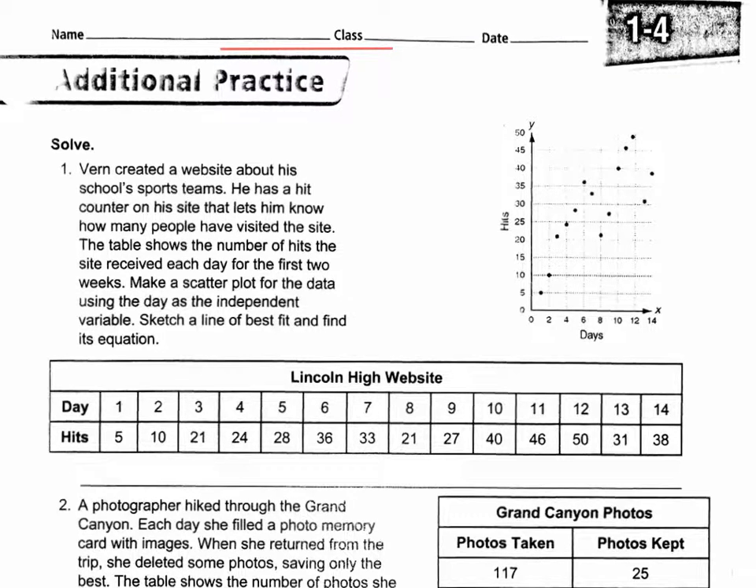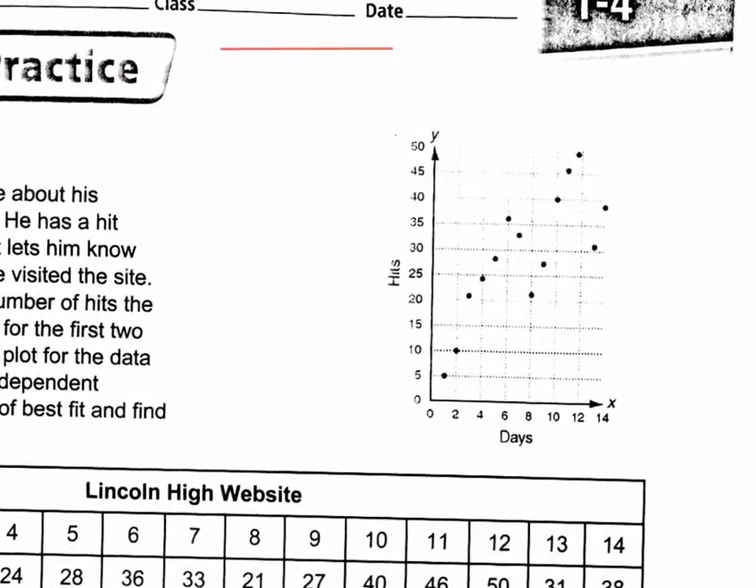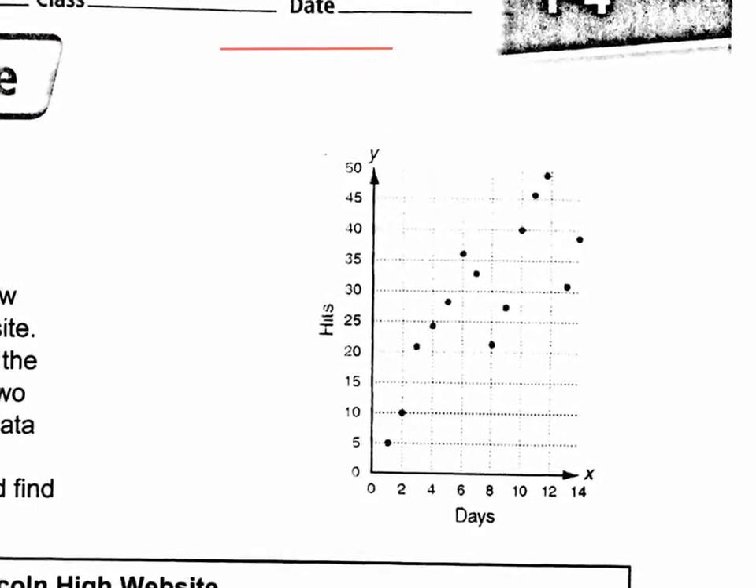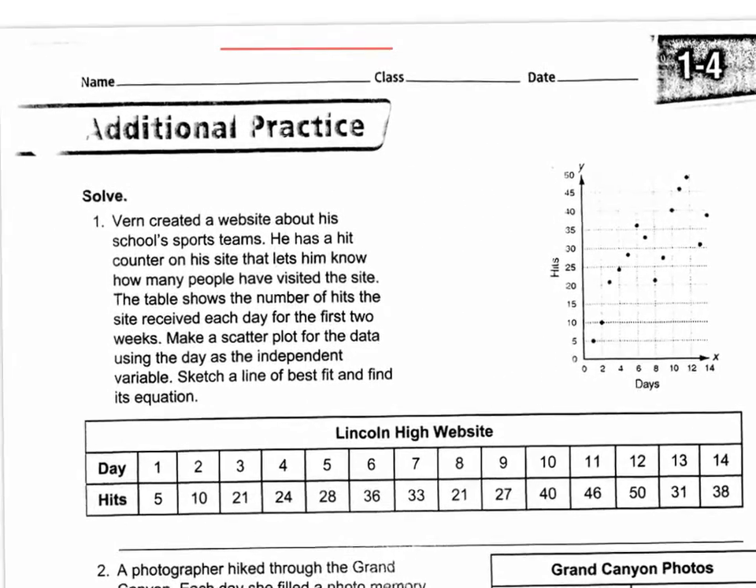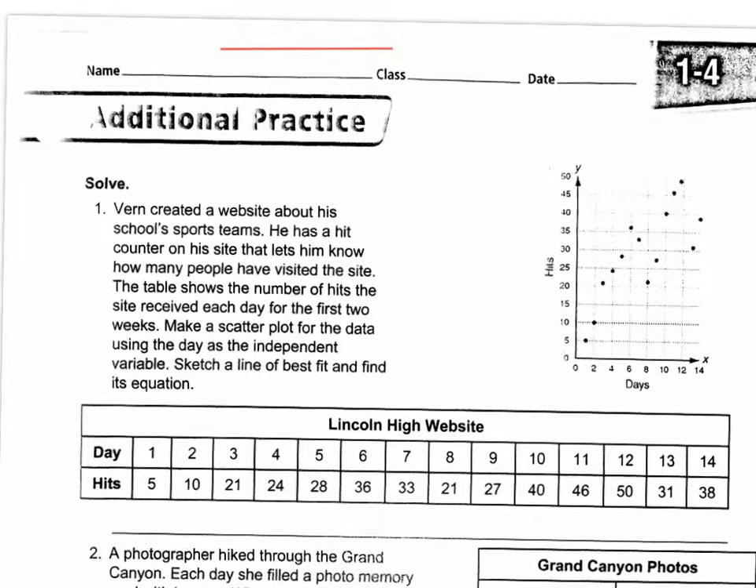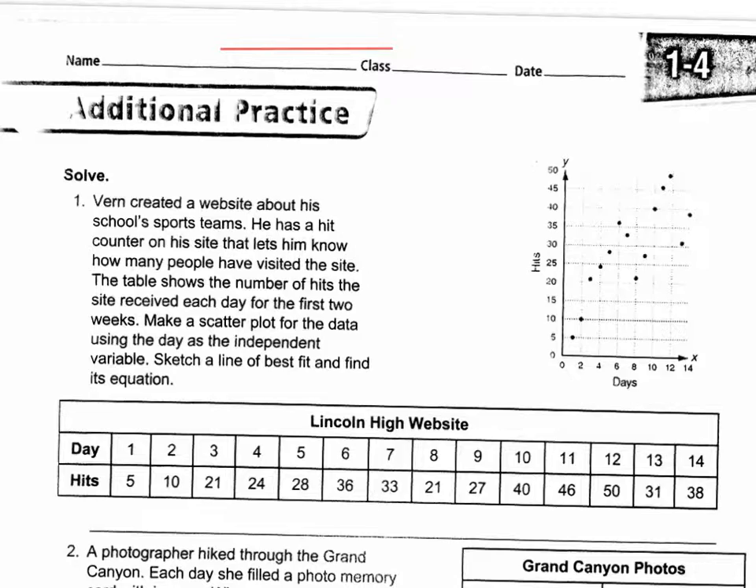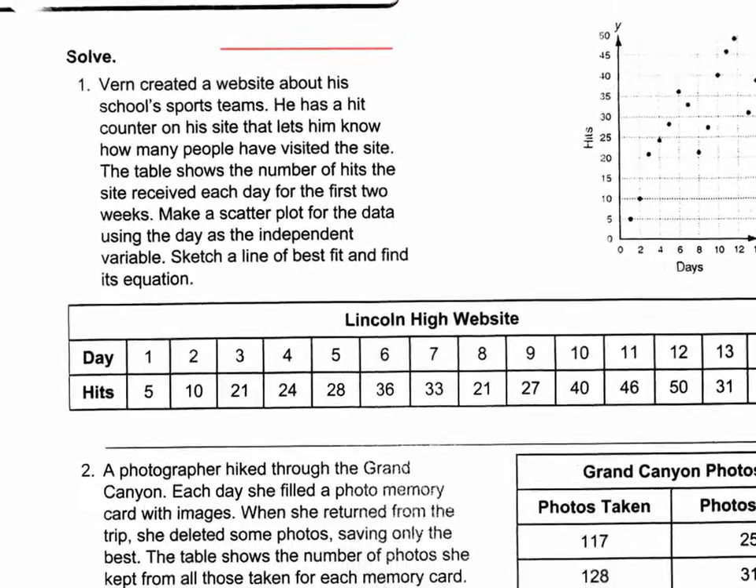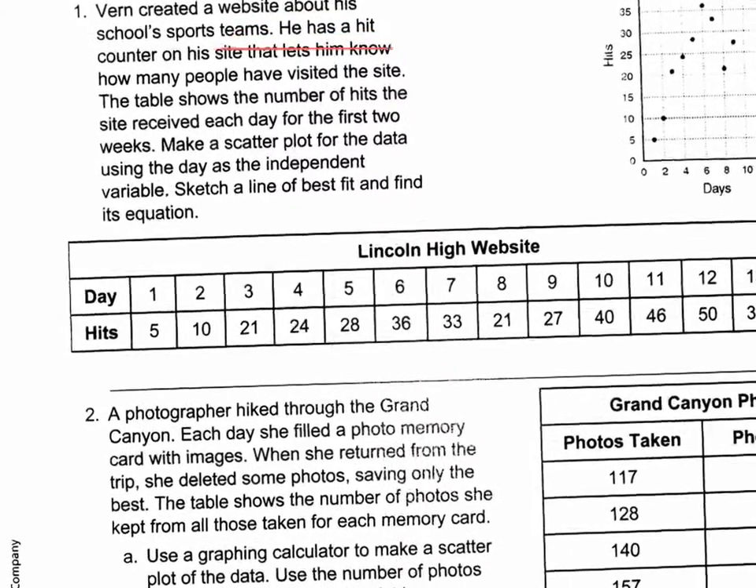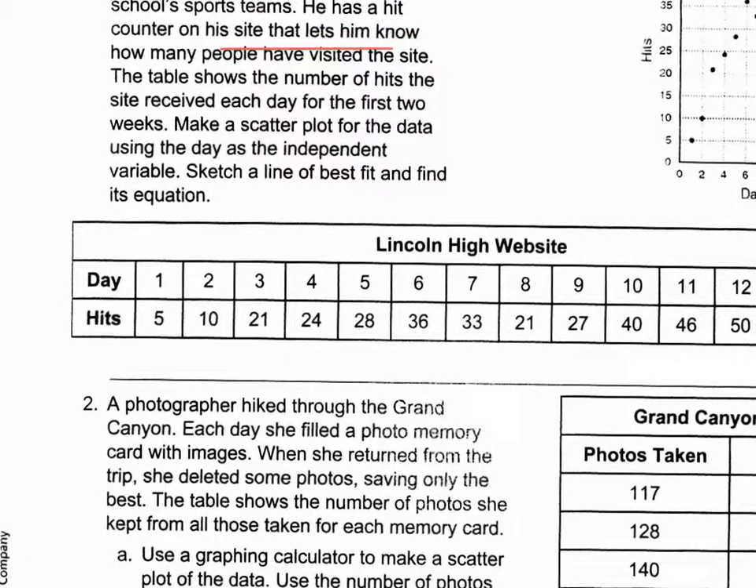Okay guys, so this is to help you out understanding the line that best fits. What we see here is a scatter plot. It's about this guy who creates a website, and he wants to see how many hits his website has throughout the days. Here's a Lincoln High website, and it tells you that the first day got 5 hits, the second day got 10 hits, the third day got 21 hits, and so on and so on.